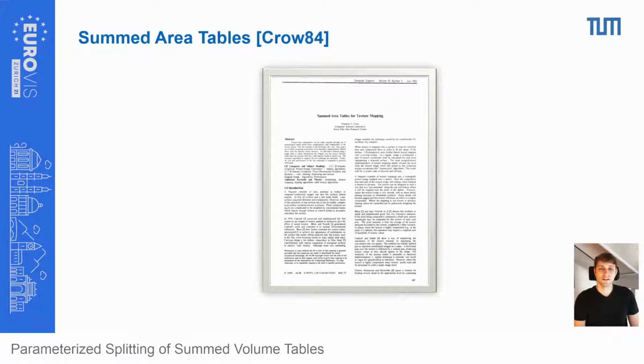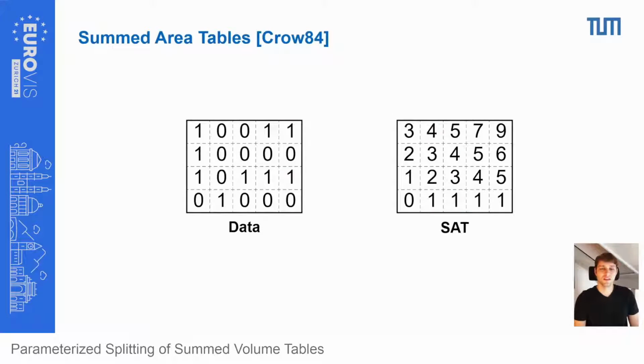So, summed area tables originate from a work of Crow in '84, where summed area tables originally were proposed as an alternative to mipmaps in texture mapping. The idea behind them is to pre-compute and store partial sums for all axis-aligned rectangular areas starting at the lower left corner of the dataset. These sums are called prefix sums. They are the entries that are stored in the SAT.